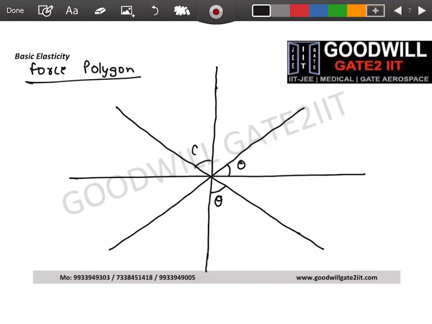Then this angle will be theta. And then this angle will be theta. So as of now, I have not done anything fancy here. I've drawn 4 lines, which I am interested in, which was present in my diagram. And I have marked the angles. Now what we do is, you see the name is force polygon, right? All right. So I will be calculating forces in these directions.